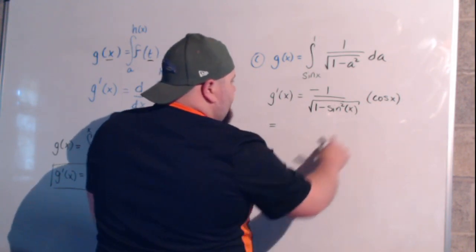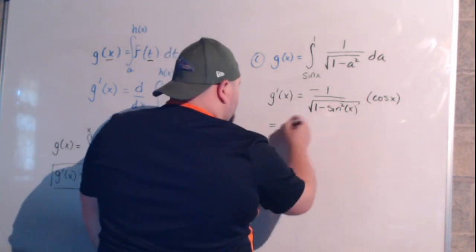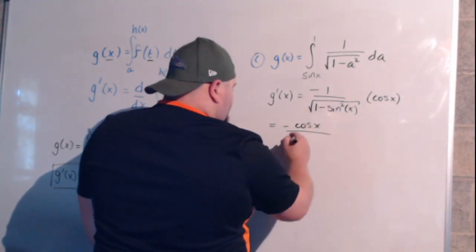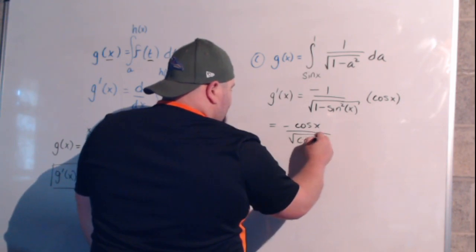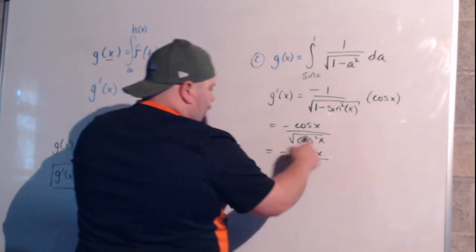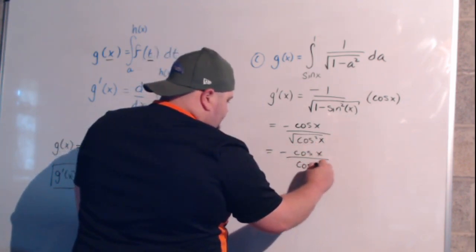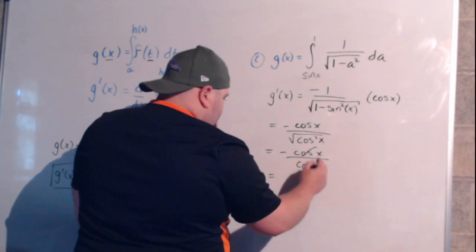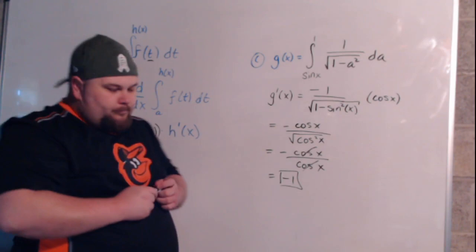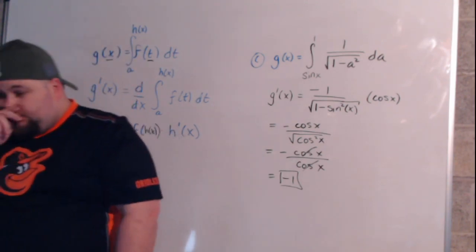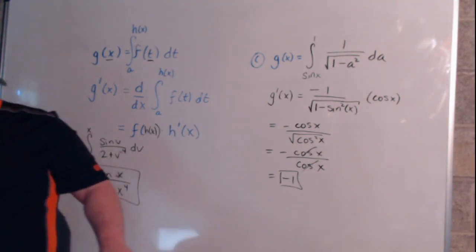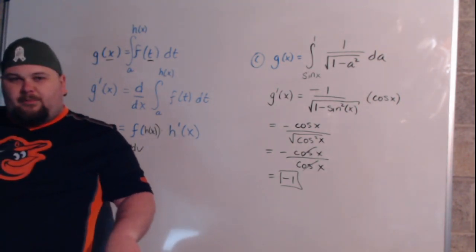So we're just left with minus cosine, and then 1 minus sine squared, you should know, is equal to cosine squared. The square root of cosine squared is also cosine. So this one's really nice. It comes out as minus 1. Any questions about those problems before I move on?